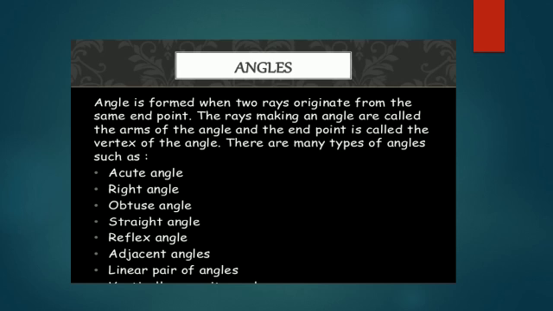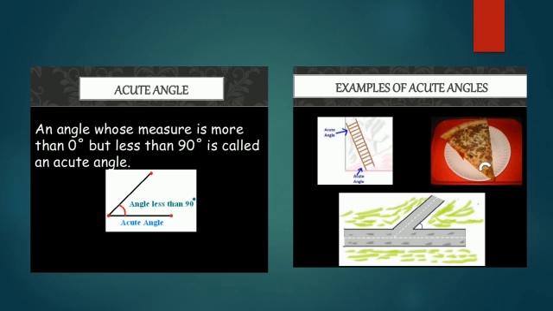Angles. An angle is formed when two rays originate from the same endpoint. The rays making an angle are called the arms of the angle and the endpoint is called the vertex. There are many types of angles, that is acute angle, right angle, obtuse angle, straight angle, reflex angle, adjacent angles and linear pair of angles. In this we are going to see in detail.